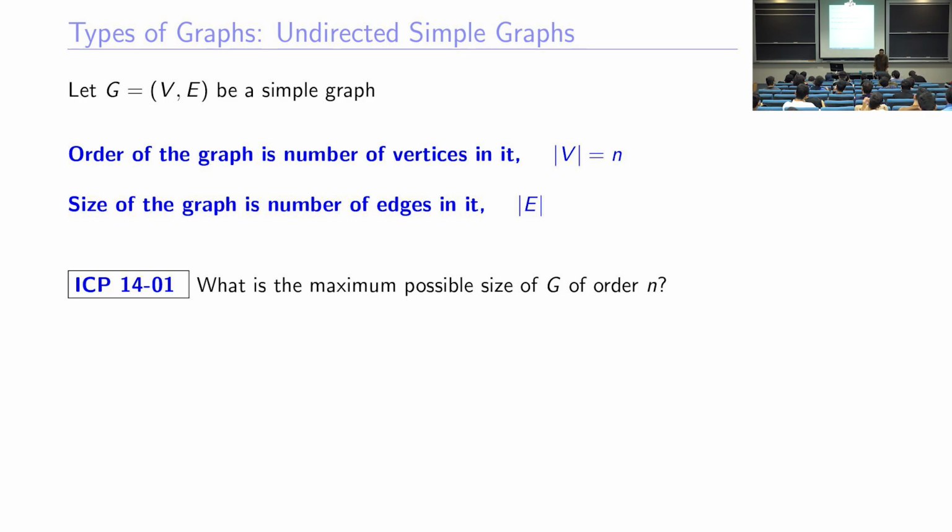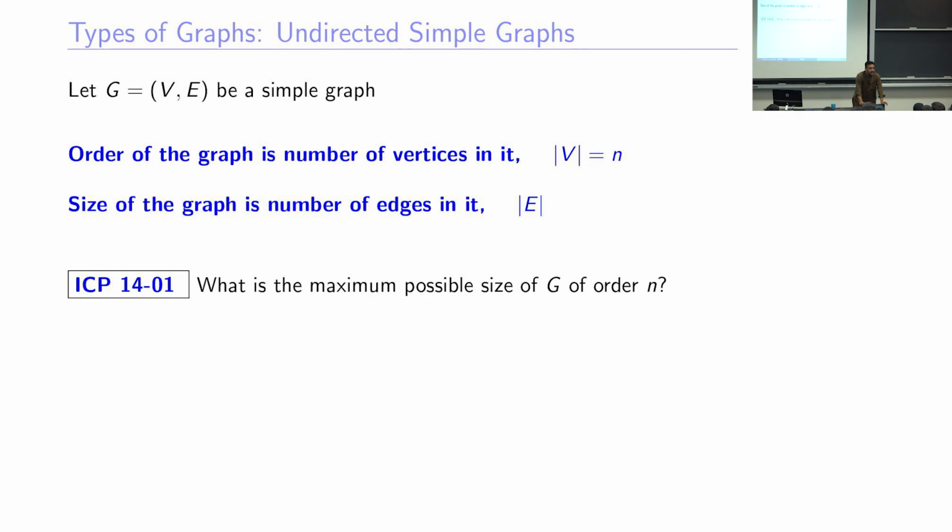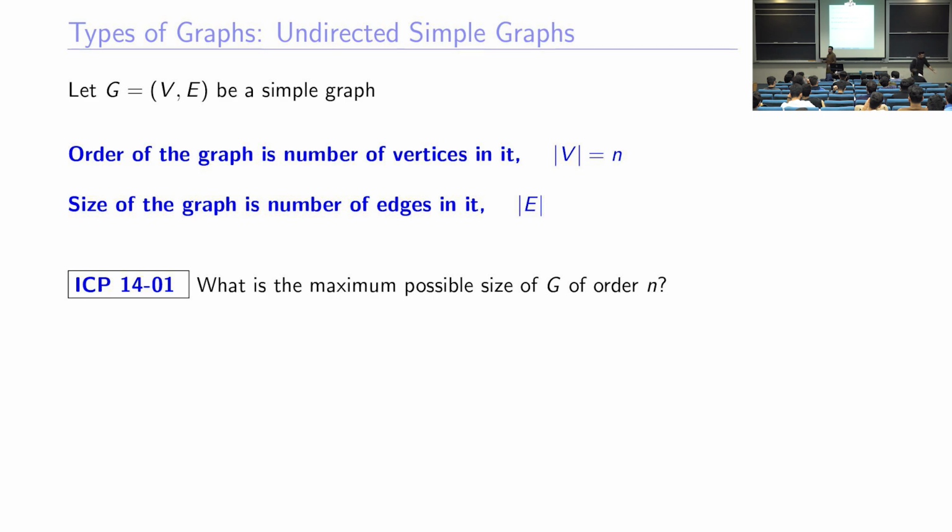We call it a graph on n vertices. Okay, a graph on n vertices. So what is that? Again, it's a simple cardinality question. There is no concept, just the definition. How many different edges are possible?